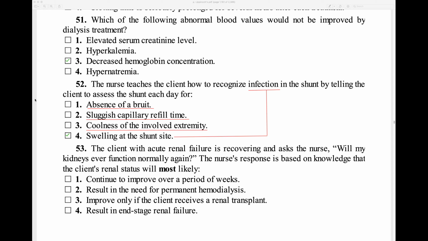And so I would tell myself, okay, I taught the patient how to check for signs of infection. So what is a sign of infection? Absence of a bruit? No, that is a circulatory problem, not infection. Sluggish capillary refill? That's circulatory. Coolness? That's circulatory. But swelling, that aligns with infection. Okay? So really, if you want to pass the NCLEX, you have to learn how to read questions. Okay, let's do some more.